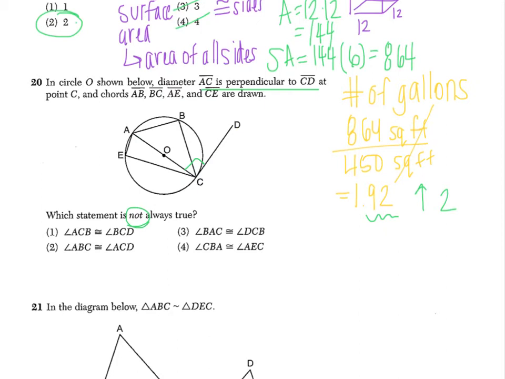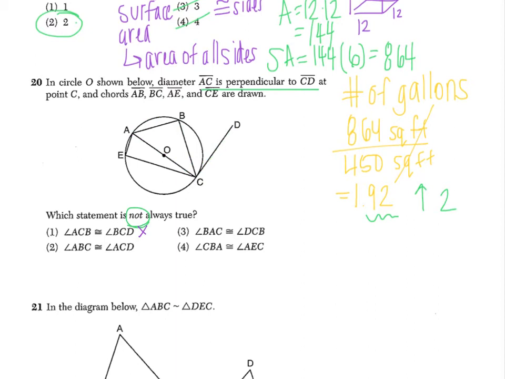The first one says angle ACB is congruent to angle BCD. Now, they might look congruent, but angle ACB, the purple angle, is supposed to be equal to half of arc AB, because that's the arc that it intersects. And angle BCD, the green angle, is supposed to be half of the arc BC, because that's the arc that it intersects. So I don't believe that this is a true statement, but let's continue working through the other ones just to be sure. I'm just going to erase my marking so I can mark it up again.